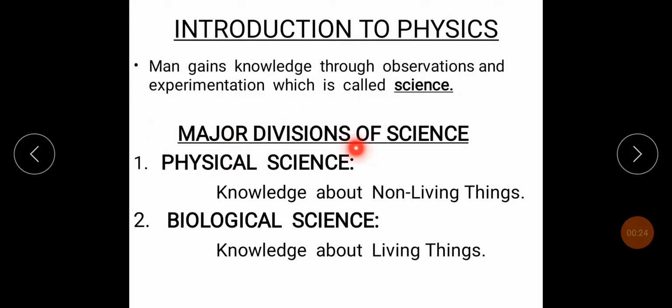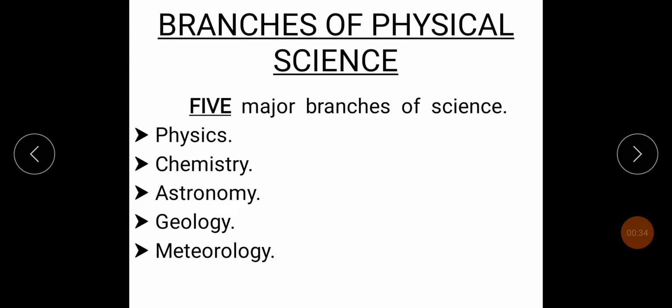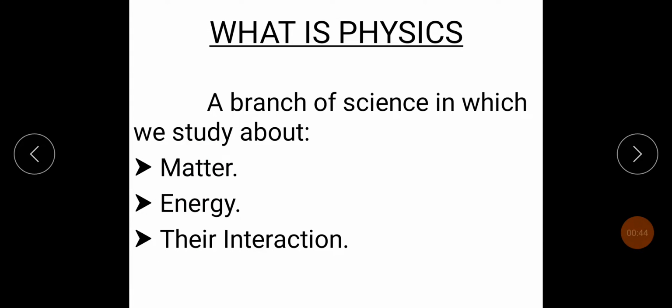Now, the major divisions of science are physical science, in which we get knowledge about non-living things, and second is biological science, in which we get knowledge about living things. There are five major branches of science, which are physics, chemistry, astronomy, geology, and meteorology. Now, what is physics? Physics is the branch of science in which we study matter and energy and its mutual relationship or interaction.